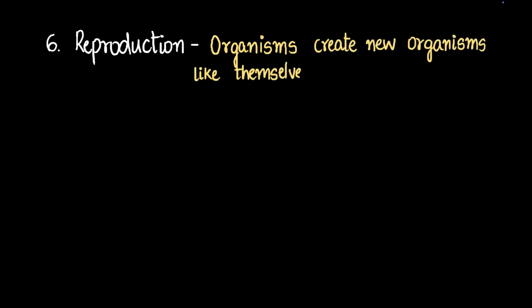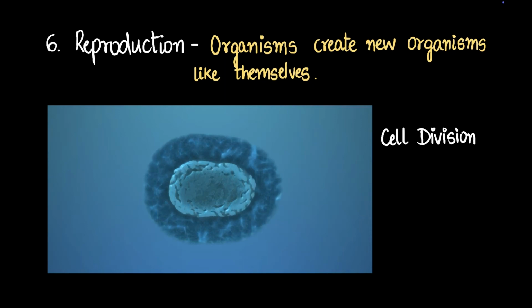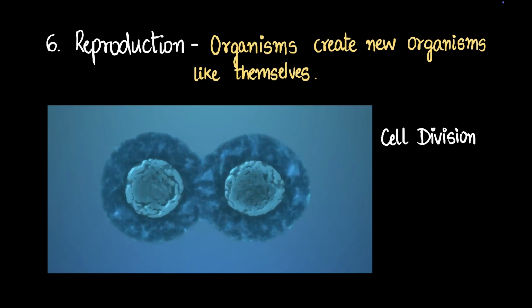Okay, number 6, reproduction. Reproduction is basically when organisms create new organisms like themselves. That's called reproduction. Let me give you an example. Cell division. This is the simplest way by which an organism can perform reproduction. This is seen usually in really small organisms, which are single-celled organisms or unicellular organisms, like this one here. This cell will just expand a little and slowly split into two.